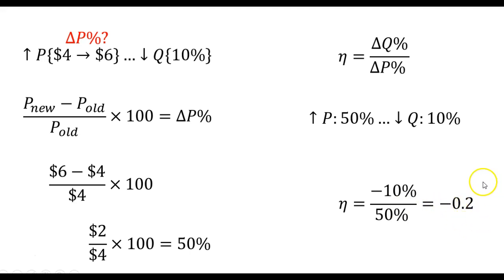That is our price elasticity of demand coefficient, which we can express in a sentence by saying, for a 1% change in price, there is a 0.2% change in the quantity demanded. Or for a 1% increase in price, there is a 0.2% decrease, negative, in the quantity demanded. Okay, that is the answer to that.